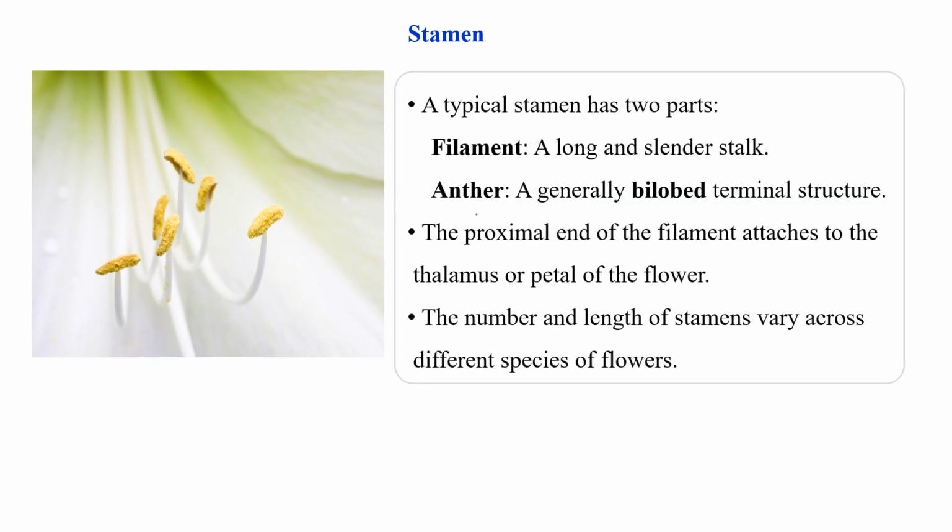So the proximal end of the filament is attached to the thalamus or petal of the flower, and the number and length of the stamen vary across different species of flower. Some have 5, some have more than 5. So number and length depend upon the species.